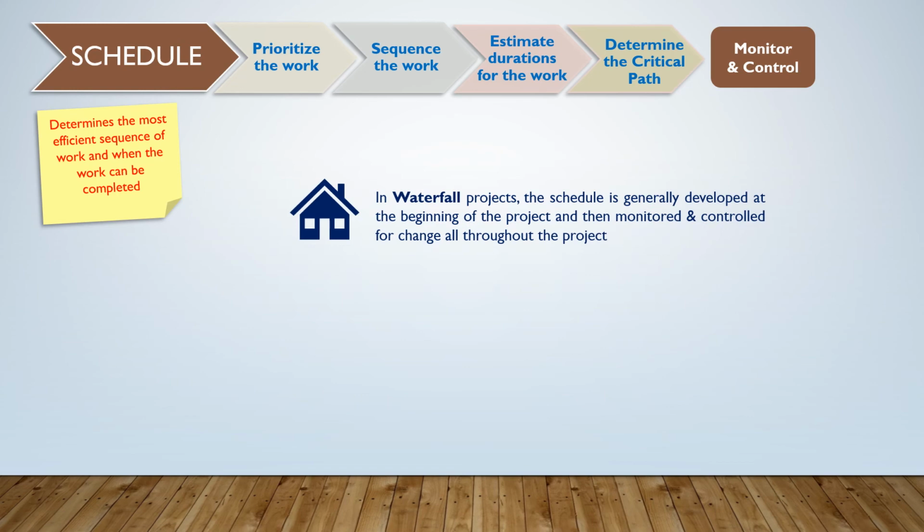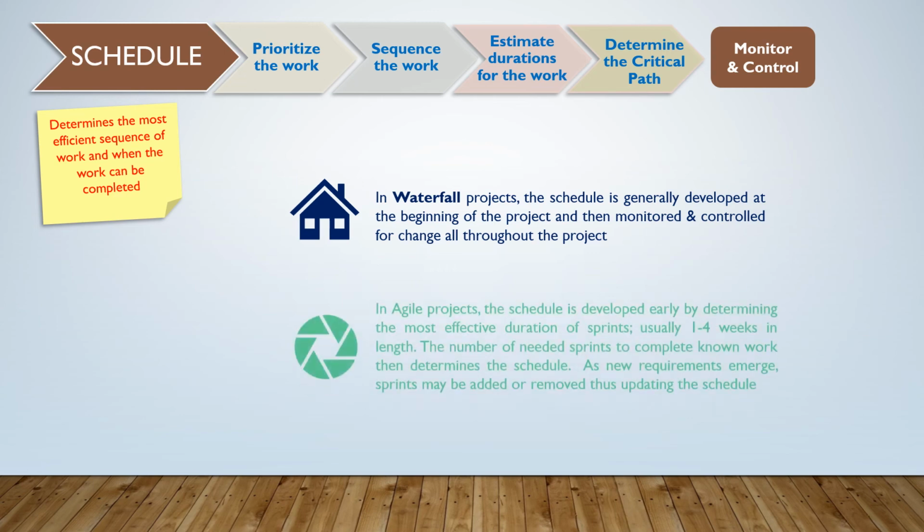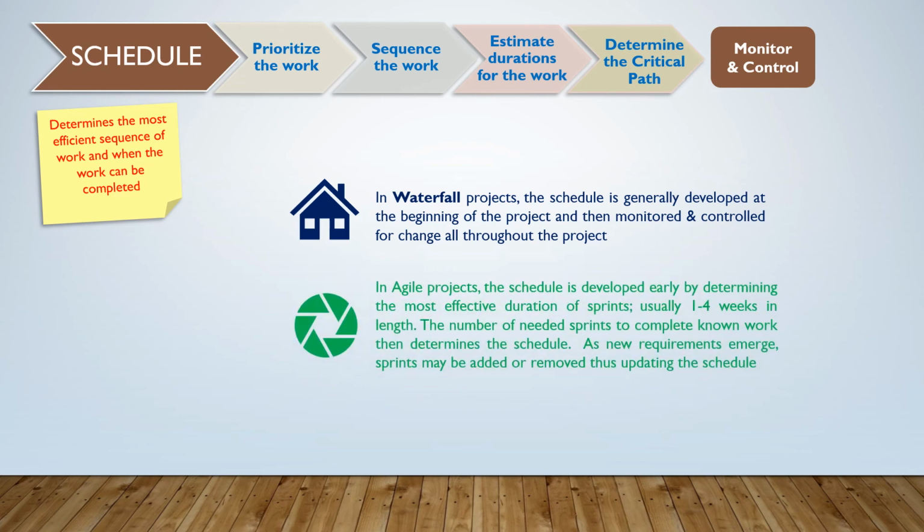In waterfall projects, the schedule is generally developed at the beginning of the project and then monitored and controlled for change all throughout the project. In Agile projects, the schedule is developed early by determining the most effective duration of sprints, usually 1 to 4 weeks in length. The number of needed sprints to complete known work then determines the schedule. As new requirements emerge, sprints may be added or removed, thus updating the schedule.